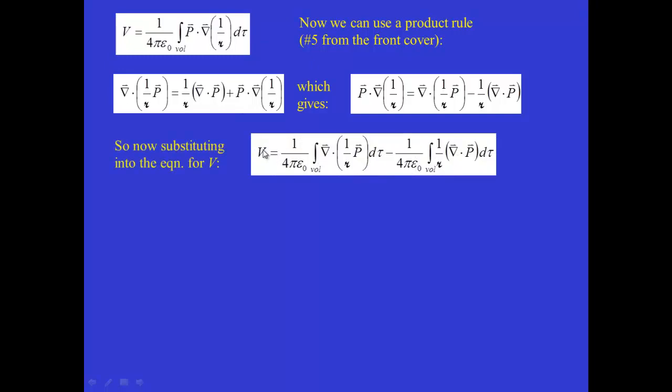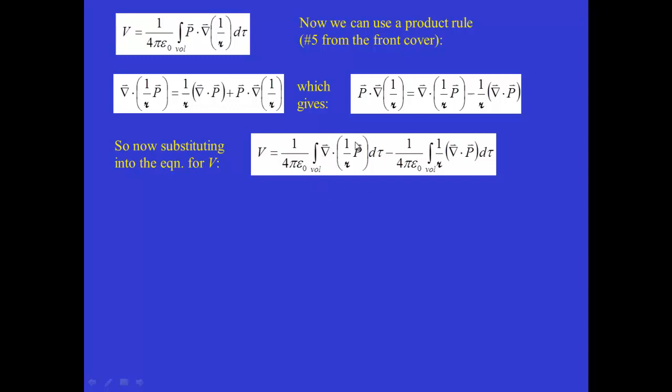So that gives us V is 1 over 4 pi epsilon 0 times the volume integral of this quantity, del dot (1 over script r) P d tau, minus 1 over 4 pi epsilon 0 times another volume integral of 1 over script r times the divergence of P d tau.